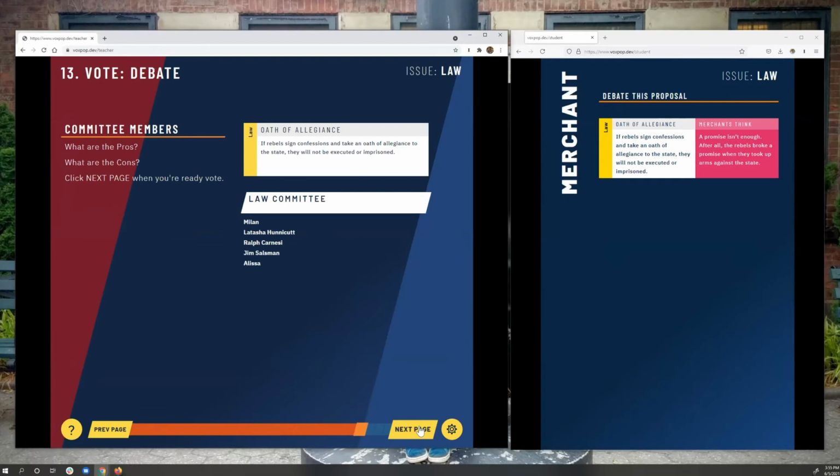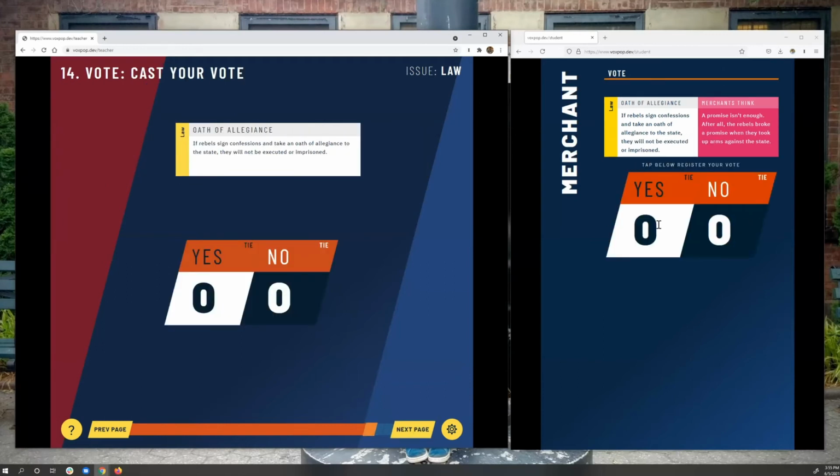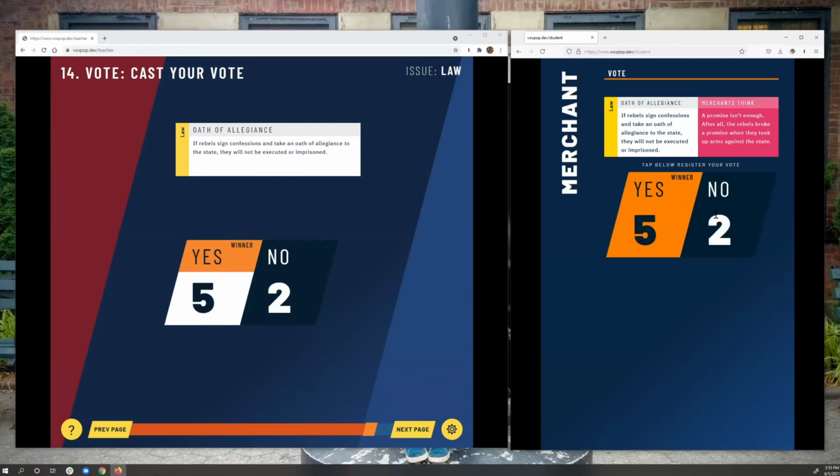Finally, the law committee has decided on an oath of allegiance. If rebels sign a confession and take an oath of allegiance to the state, they will not be executed or imprisoned. A fairly generous response to what could be seen as a very harsh crime. I don't know if anyone else wants to throw in their votes.